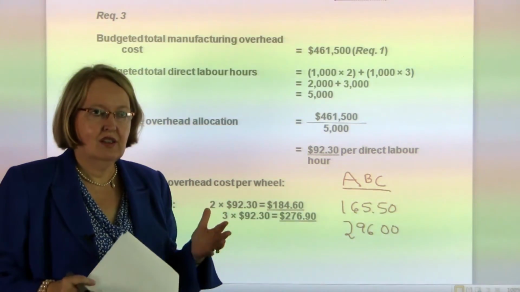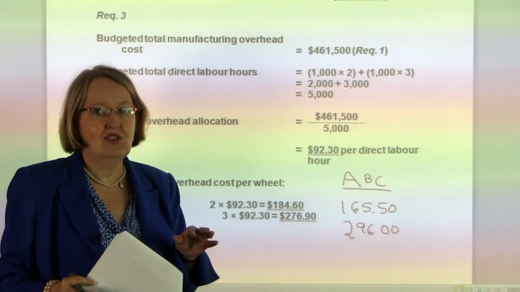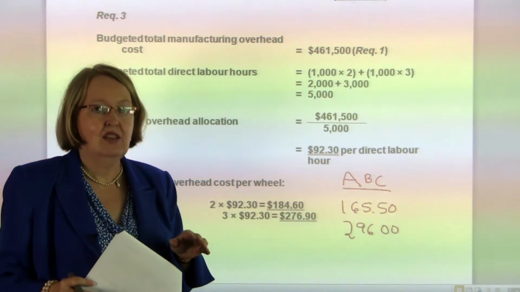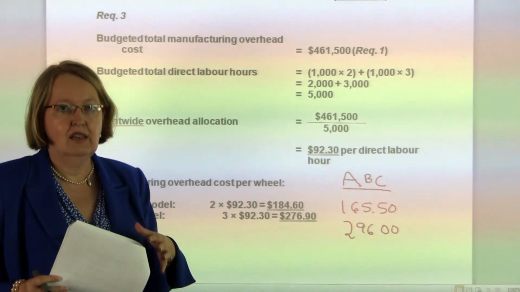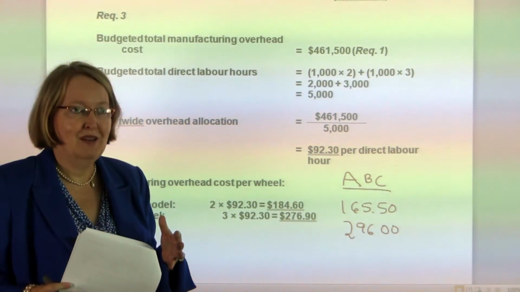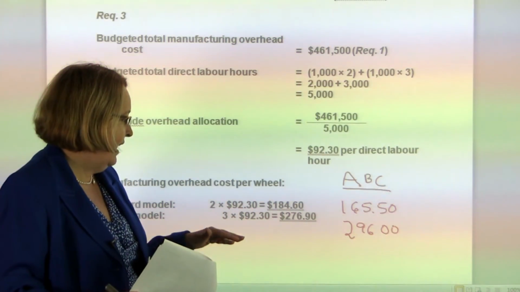So if your costs are overstated and you're basing your selling price on costs, then you could end up charging too much for your product, and that could result in lower sales. People may not be willing to pay that higher price.